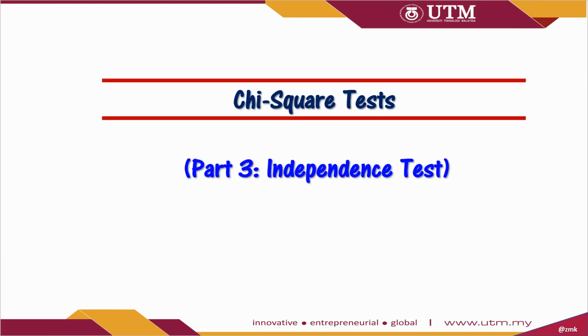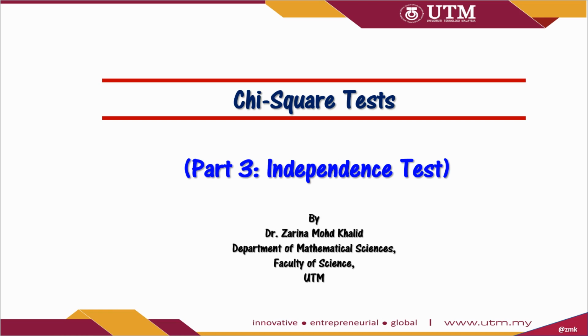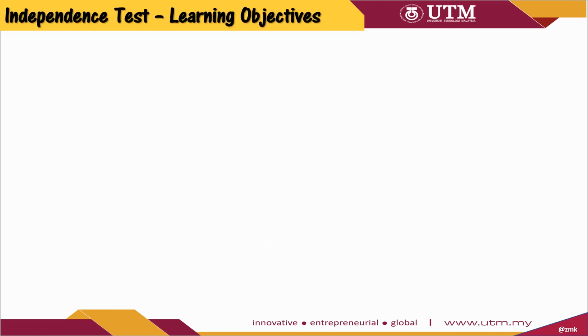In this part 3, I will share with you the second specific chi-square test covered in this chapter, namely the independence test. Let's proceed to the next slide to find out how to formulate the null and alternative hypothesis in an independence test. Before we learn how to write the null and alternative hypothesis for an independence test, let's look at the following learning objectives on independence test.